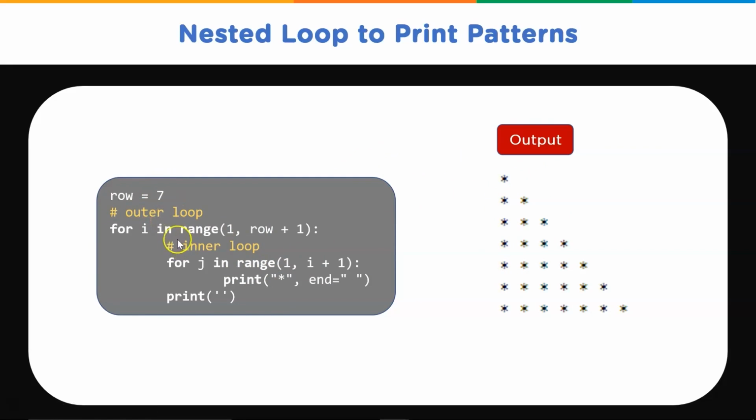Now the outer for loop ensures we have a total of 7 rows. So we have defined a range from 1 to row plus 1, that is 8. Now the inner loop is the total number of columns in each row. So for each iteration of the outer loop, the column count gets incremented by 1. So for the first iteration of the outer loop, the column count is 1. In the next iteration it is 2, and so on.